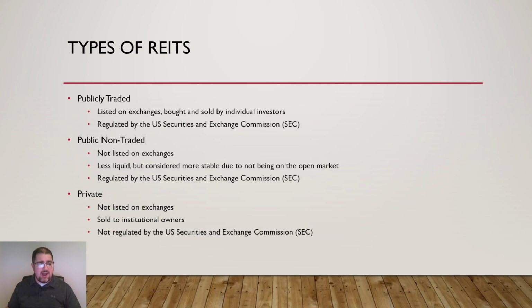The third kind is a private REIT. They're not listed on exchanges. These you can kind of think of like the pre-1960 type deal, where it was sold to more institutional owners. They're not regulated by the SEC, so they are more high risk, high reward type things. So you're seeing the wealthier, I would say, and institutional investors, like they say here, being able to get into that. So the regular investor like you and I are not going to be seeing these private REITs.